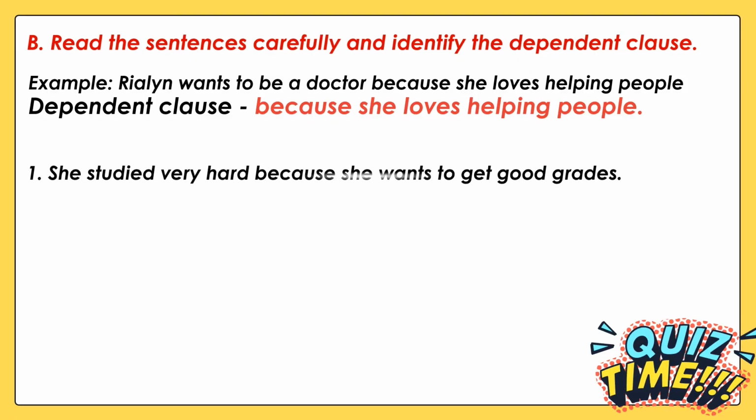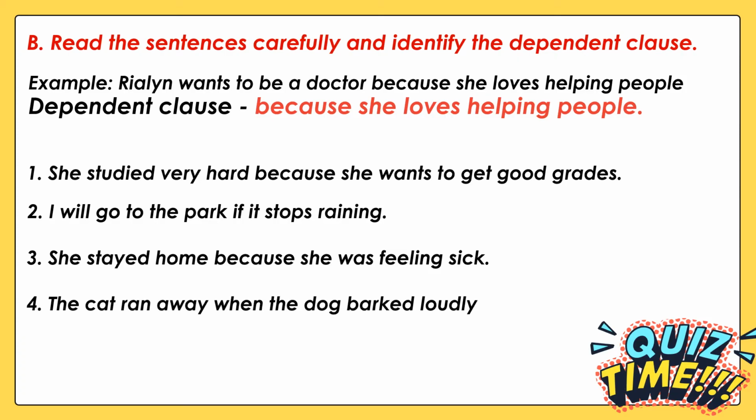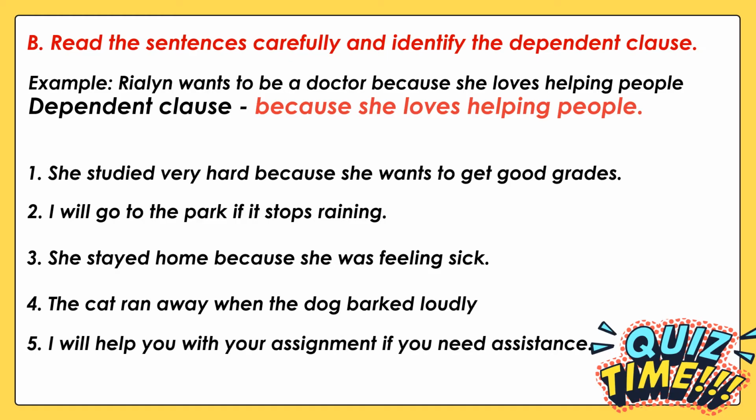Number 1, she studied very hard because she wants to get good grades. Number 2, I will go to the park if it stops raining. Number 3, she stayed home because she was feeling sick. Number 4, the cat ran away when the dog barked loudly. Number 5, I will help you with your assignment if you need assistance.